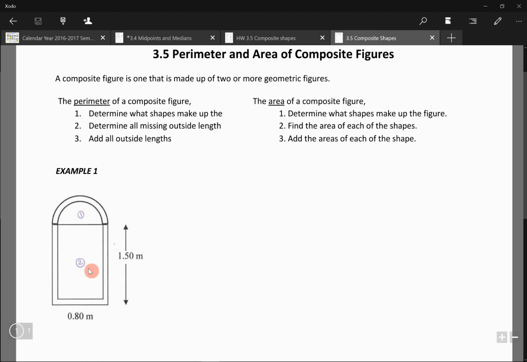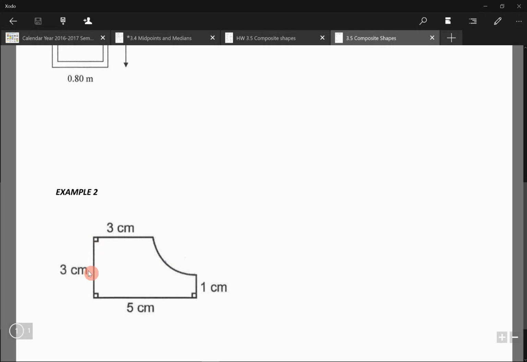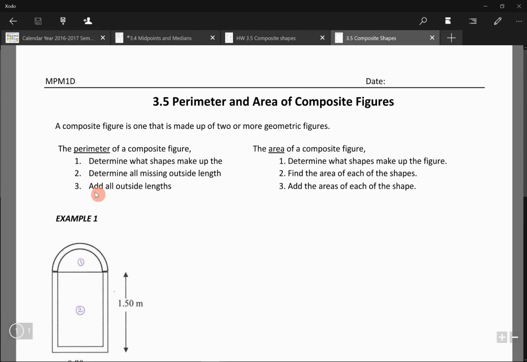Okay, so here we have a picture of a composite figure made out of a rectangle and half of a circle. And down here, same idea. We have another composite figure made up of a partial rectangle, which looks like a circle got cut out of it as well. So we have to know how to find perimeter and area of these composite figures.